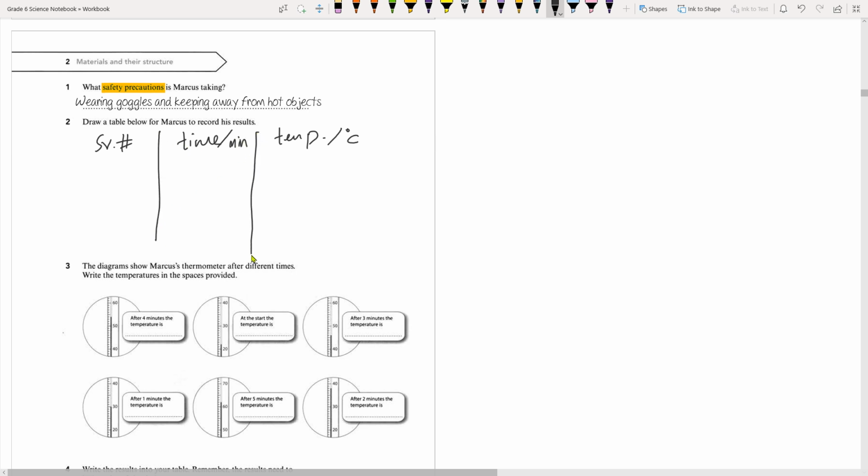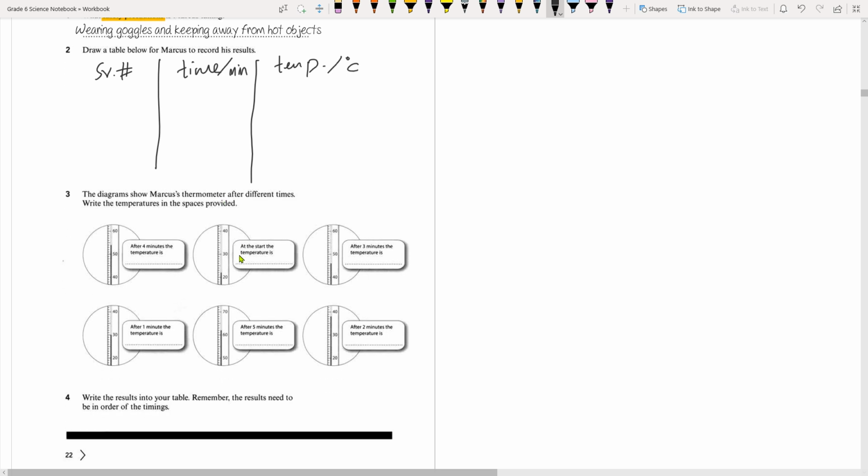There are three columns. These are the readings for temperature. Over here, you can read that this is 54. Over here, this is 22. Over here, this is 46. Then we have at 2 minutes, this is 38. And after 5 minutes, this is 62. And after 1 minute, it is 30.